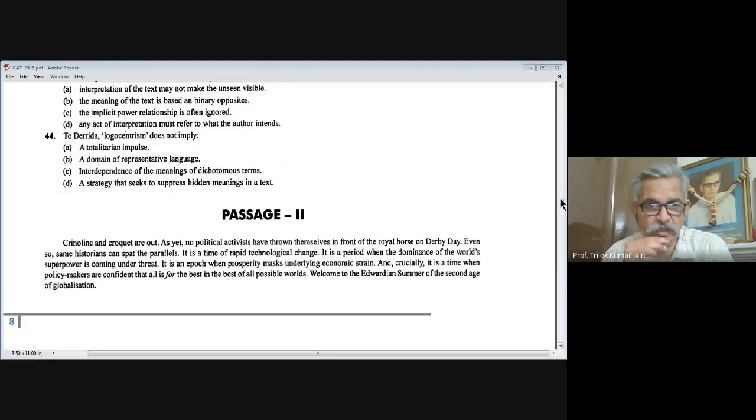Passage two. Crinoline and croquet are out. As yet, no political activists have thrown themselves in front of the royal horse on Derby Day. Even so, some historians can spot the parallels. It's a time of rapid technological change. It's a time when the dominance of the world's superpower is coming under threat. It's an epoch when prosperity masks underlying economic strain. And crucially, it is a time when policymakers are confident that all is for the best in the best of all possible worlds. Welcome to the Edwardian summer of the second age of globalization.